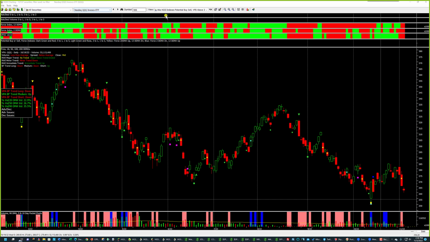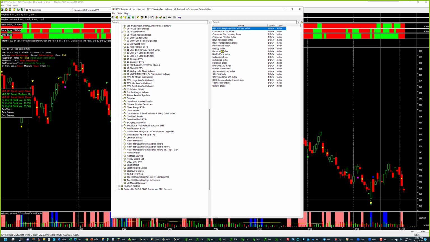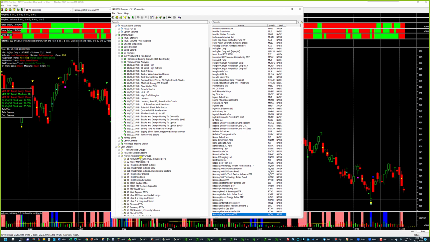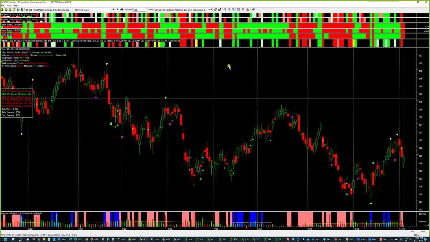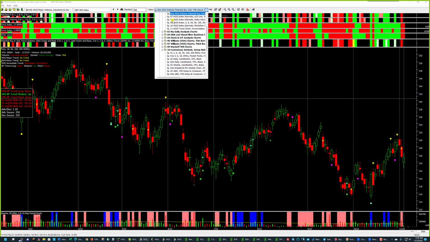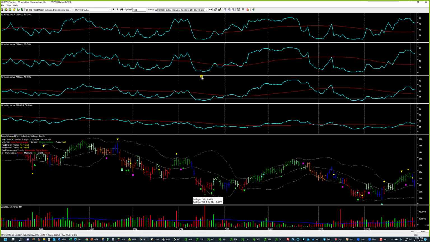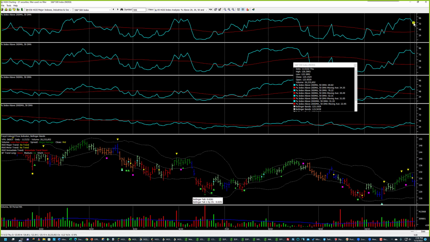Another chart, and let me go back to the designer. Let's go back to these broad market indices. Let's do the S&P 500 since that's heavily followed. And the number 5 chart I like to use a lot because it shows me the percentage of stocks above the 20, 30, 50-day moving averages and the 200-day.